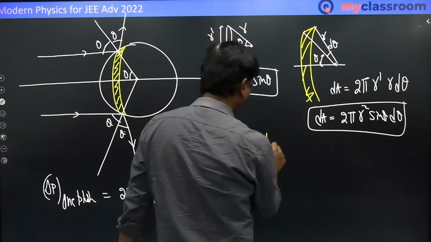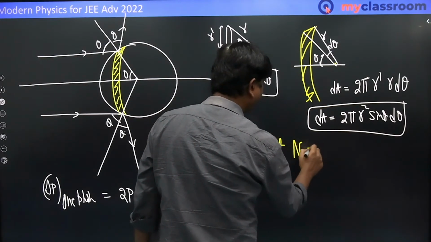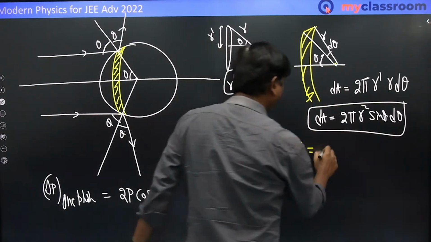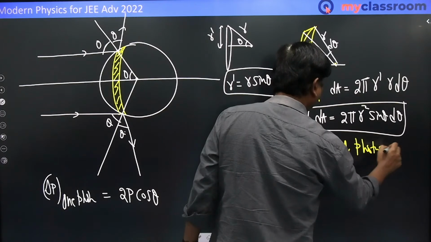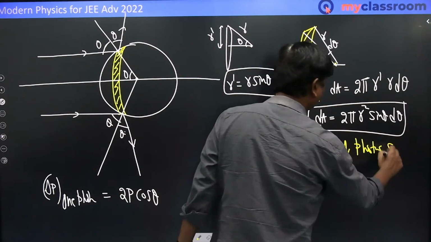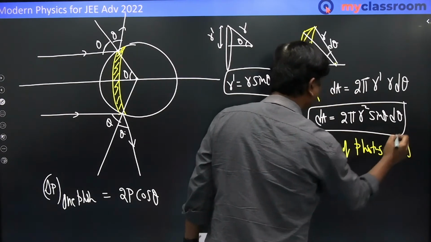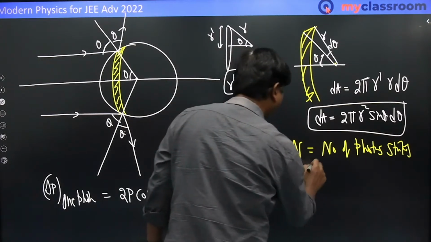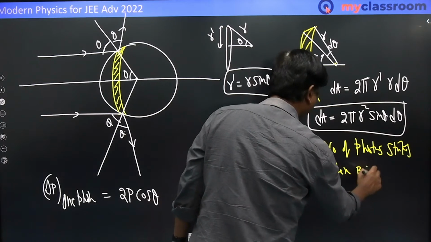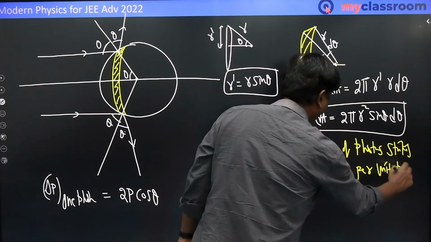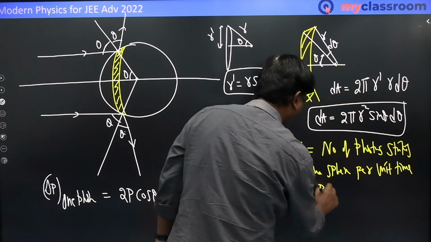Okay, so after taking changes like this, and one more important thing I will add here, let capital N is equal to number of photons striking the sphere per unit time per unit area.